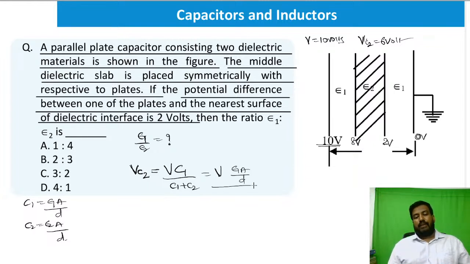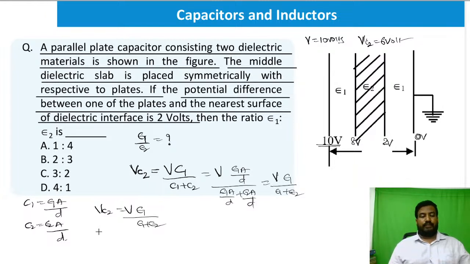epsilon 1 A by D by epsilon 1 A by D plus epsilon 2 A by D. Cancel out A by D in numerator and denominator. Total potential into epsilon 1 by epsilon 1 plus epsilon 2. So voltage across capacitor 2 is total voltage into epsilon 1 by epsilon 1 plus epsilon 2.